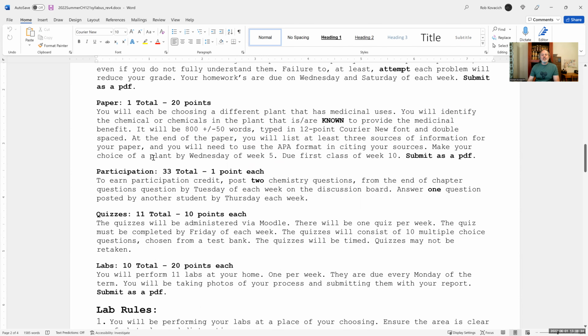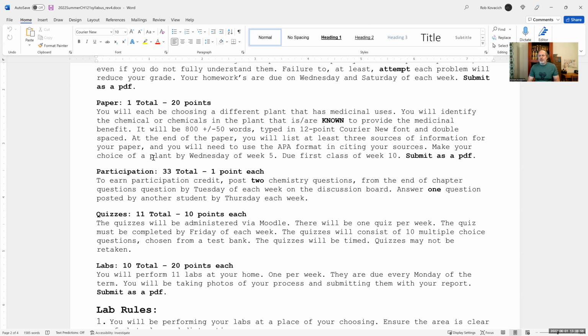The participation is going to be you finding questions at the end of the chapters and posting those questions. So you post 2 questions and then you'll answer 1 question. The subject for your posting will be question number 12 and 26. And then somebody will come by and answer 1 of those questions. So you'll need to post 2 and answer 1.